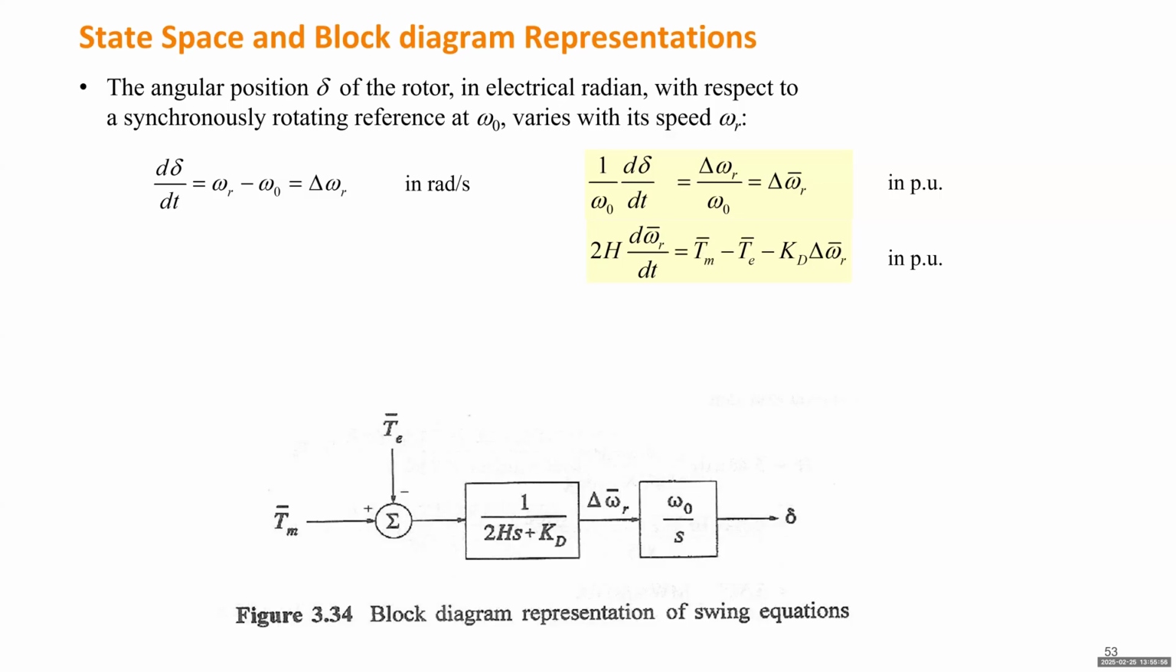The time constant has to be in the denominator, which will have the form Ts plus 1, right? So it'll be 2H divided by kd. That will be the time constant. So if kd is 0 or very small, the time constant can be very large. If kd is very large, the time constant can be small. Okay.